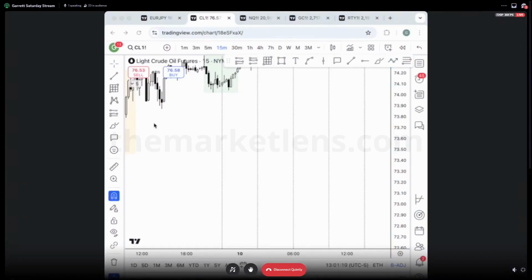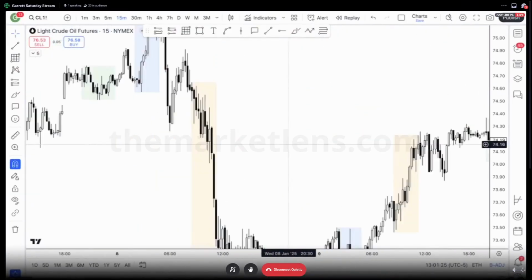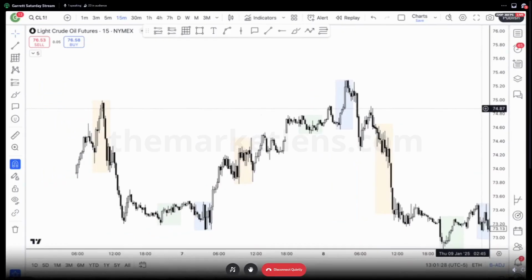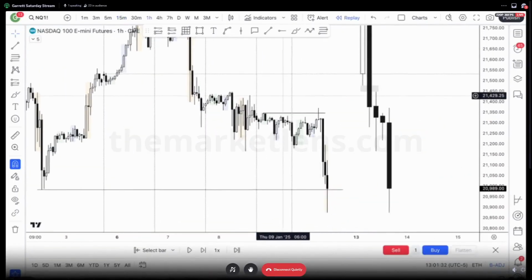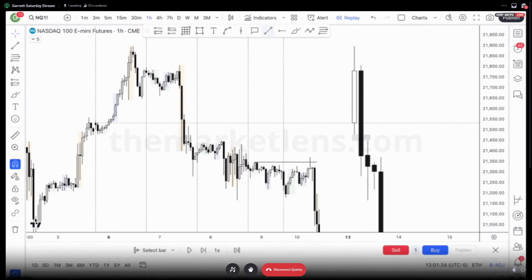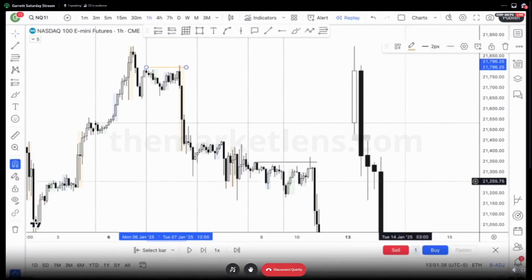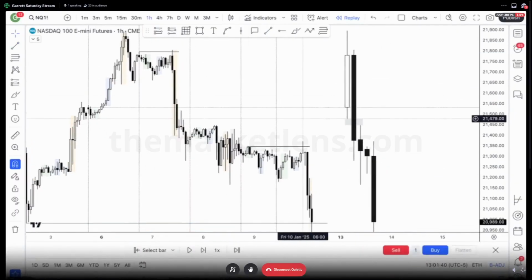What about if ES and Q and all of the correlated assets sweep liquidity and there's no SMT? Just sweeps everywhere. What do you mean by that? So like this day, I'll show you on NQ. I don't think there's SMT any of these days where we sweep. So ideally there is SMT, right? But it doesn't have to be.